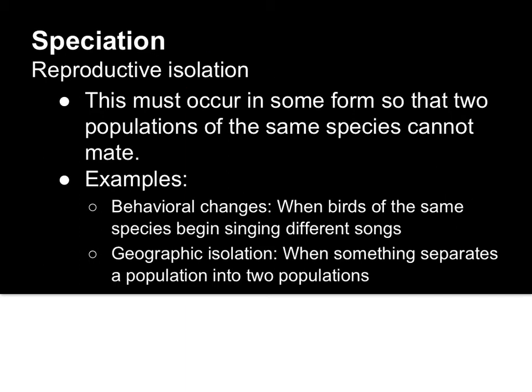Geographic isolation means a physical, geographic barrier has separated a population into two populations. So let's say you're in a lake and all of a sudden a dam or something pops up, and it separates those two bodies of water. Whatever side of the dam those fish end up on, those can develop into two separate populations because they've been isolated geographically.